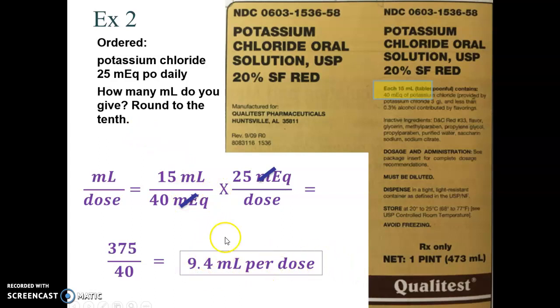per dose. Now remember our estimation: we said 15 mils was too much, and we halved it and got 7.5 milliliters, which was not enough. So we said somewhere between 7.5 milliliters and 15 milliliters. So 9.4 does fit that. So yeah, we're good to go with the 9.4 milliliters.